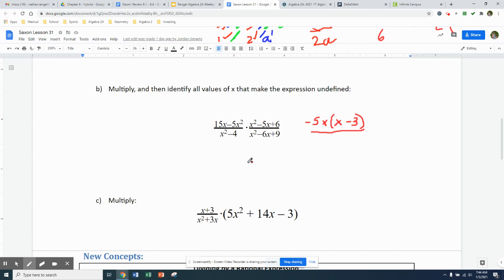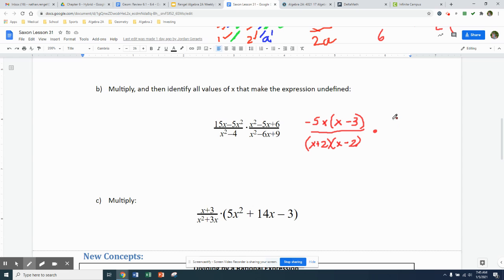Secondly, I've got an x squared minus 4. So I look at it: it's got two terms, it's a subtraction. I look at the 4. Can you square root 4? Is that a perfect square? Yes, it is. It becomes 2. So this is going to end up being a difference of squares: x plus 2, x minus 2. So we've got that difference of squares happening, x squared minus 4.